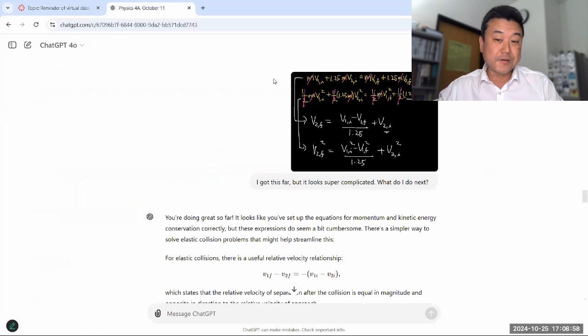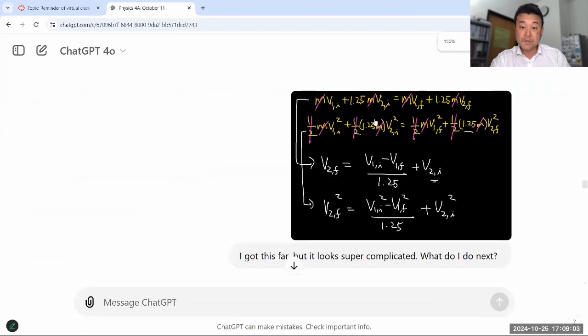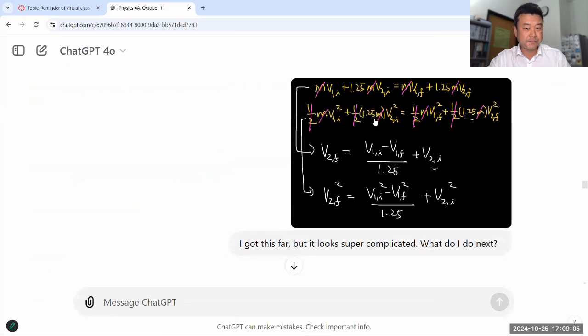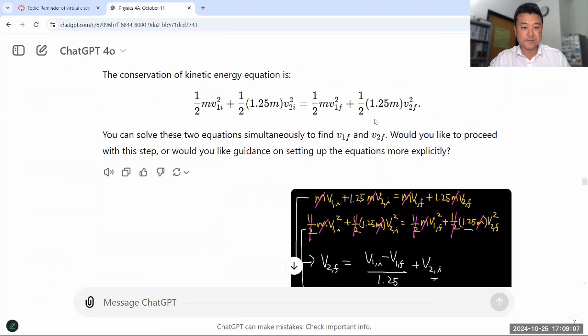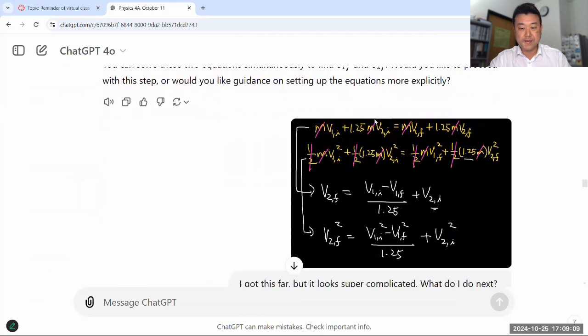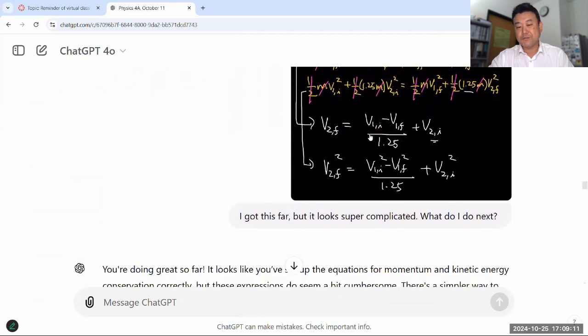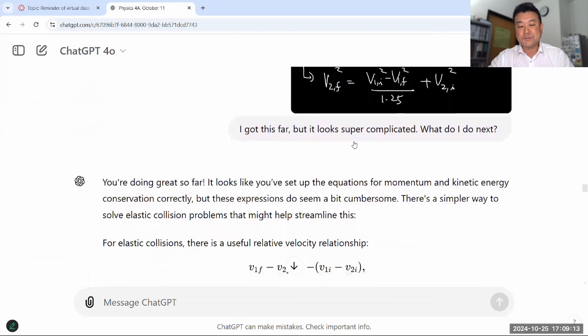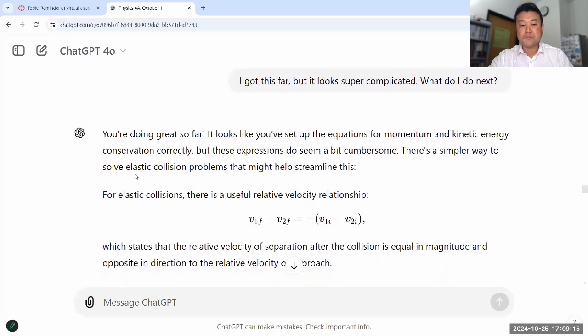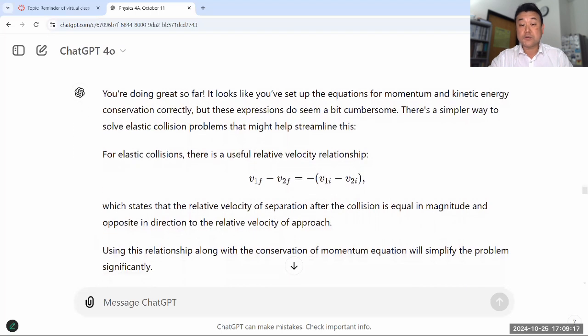And when I first saw the mention of the formula, I actually didn't believe it was correct. So, this is where I was working through this and pretending, oh, I'm having trouble with the algebra. And then ChatGPT told me this. For elastic collisions, there's a useful relative velocity relationship. This. And when you first look at it, this just looks way too simple. You think, that can't possibly be right.